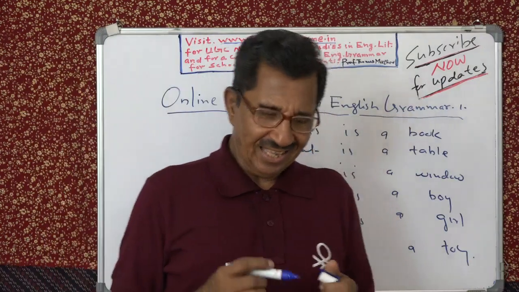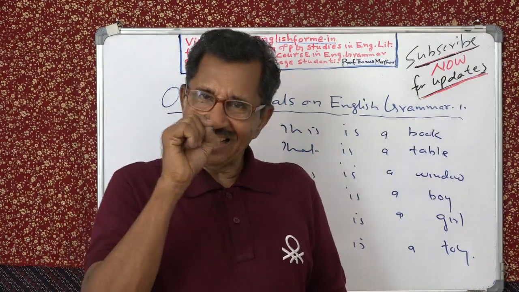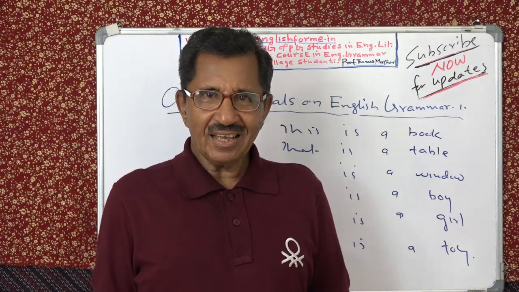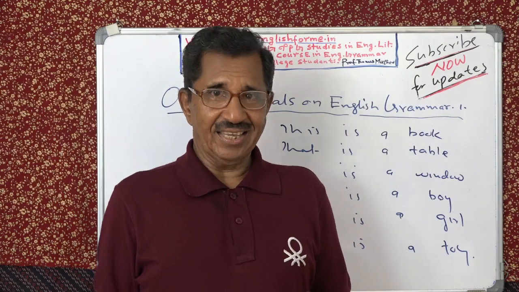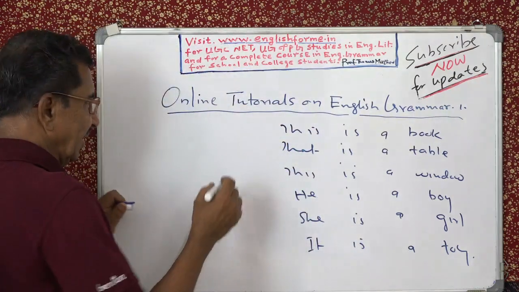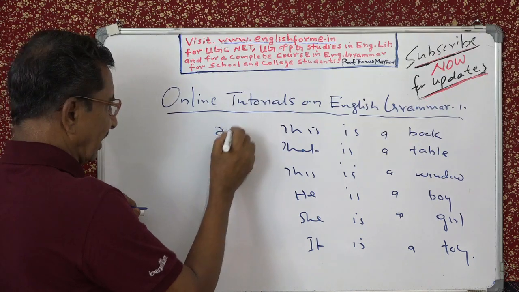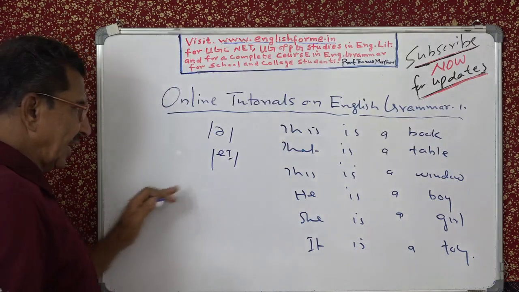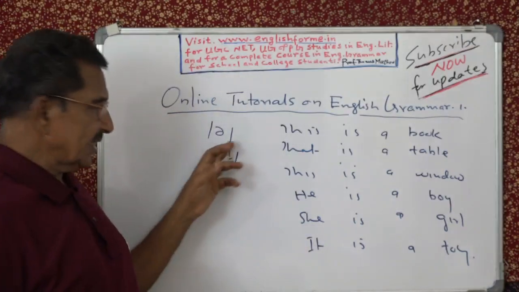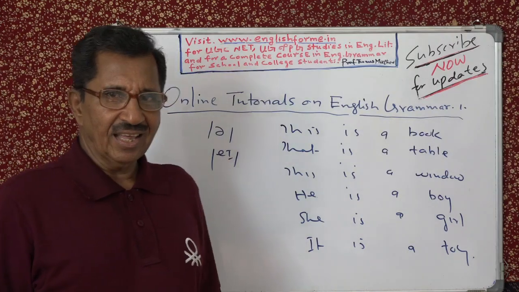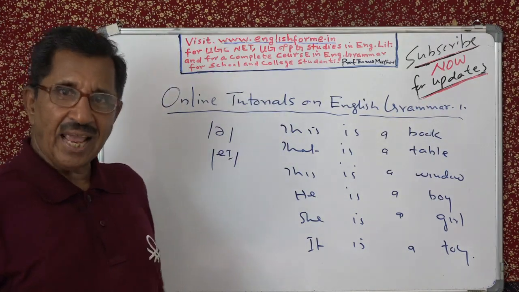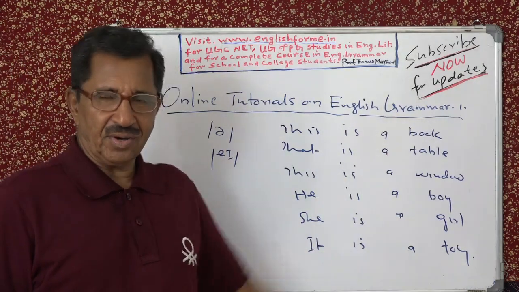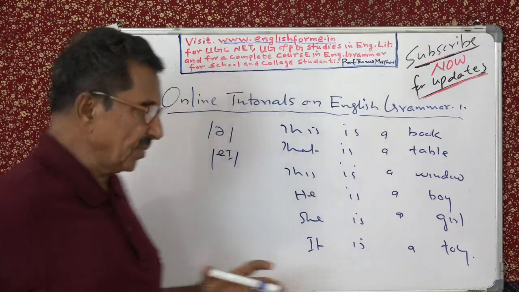And what is this a? You can pronounce it in two ways. One is a, the other is a. The two pronunciations are there. One is a, the other is a, which is unstressed, not stressed. If you want to say, this is a boy, or a book, you can do it. But don't worry about the pronunciation as such.